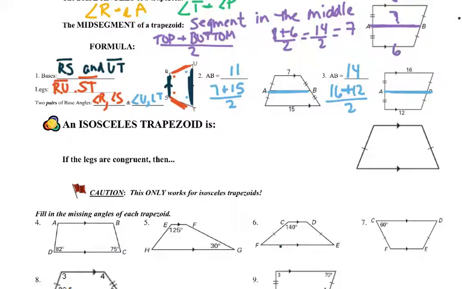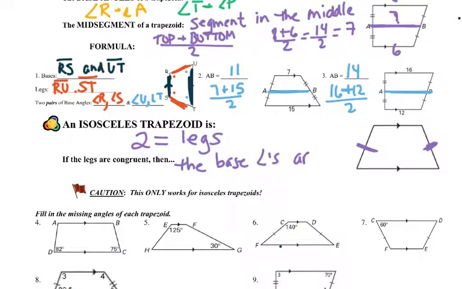Isosceles. We've had the word isosceles before. Isosceles means two equal sides. Same thing. An isosceles trapezoid has two equal sides, but it's always the legs that are equal, so it's always those two. And what we're going to learn is if the legs are congruent, then the base angles are congruent. The base angles are congruent.